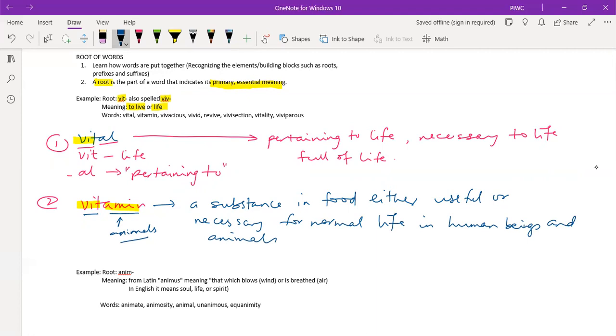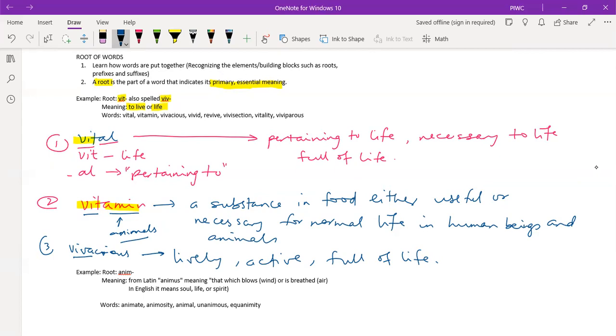Let's analyze another word, like vivacious. Let's break it down and see. VIV, right? So I'll say it has something to do with life. When it's vivacious, the meaning is lively, or active, or I can say full of life. So you can always deduce the meaning if you know the root of the word. That can help you out a lot.